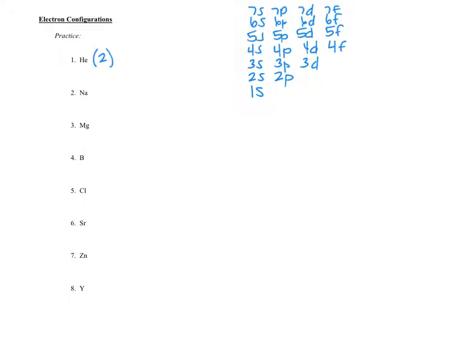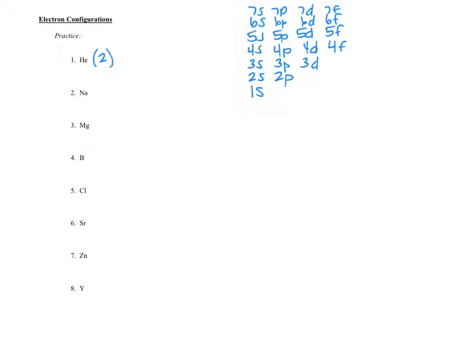So what I want you to notice is the first level 1 has 1 sublevel, 1s. The second level 2 has 2 sublevels. 3 has 3, 4 has 4, and so on. Now, in a perfect world, it would just go in that order. 1s, 2s, 2p, 3s, 3p, 3d, 4s, 4p, 4d. Of course, it's chemistry, so it doesn't do that.